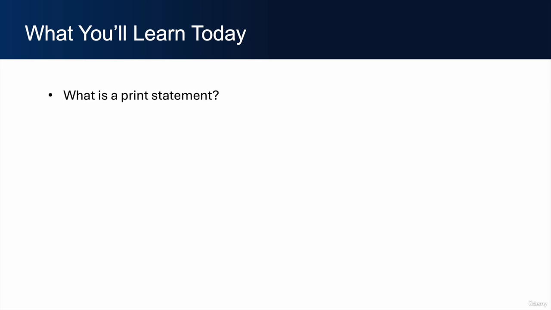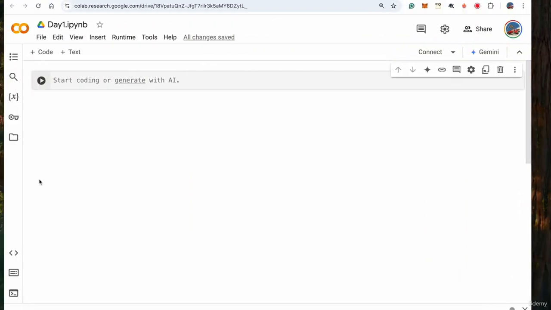The print statement is Python's most basic way to display output on the screen. Let's look at the syntax. Here, I have created a Google Colab notebook and I've named it day1.ipynb. Now, ipynb stands for Interactive Python Notebook. And here, I'm going to start coding. Just to show you the syntax of a print statement, this is how it looks. You start with print, open brackets, and you display your message here.